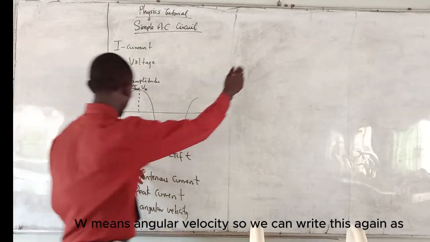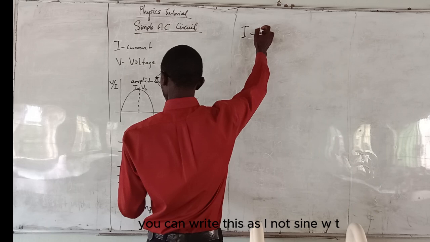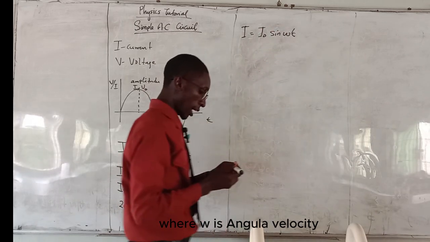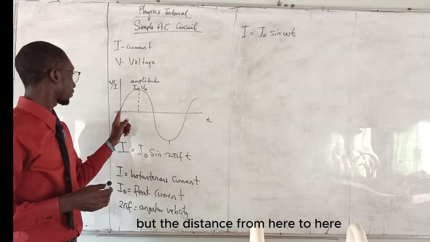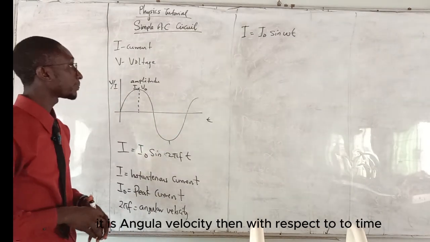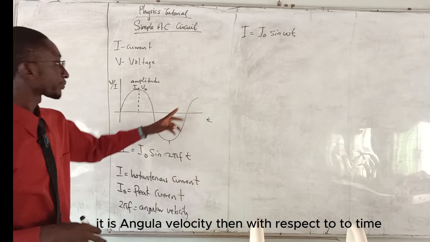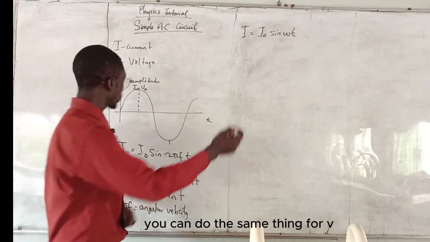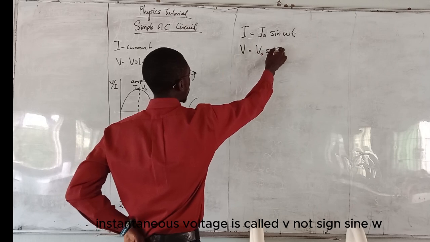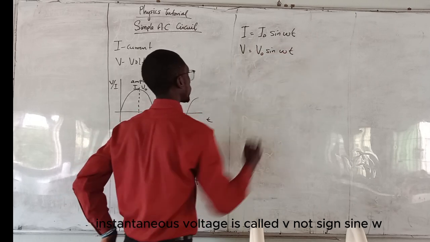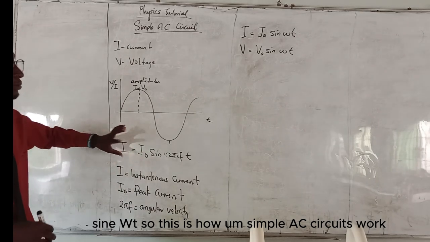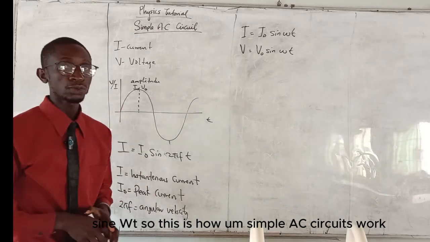So we can write this again as I equals I naught sine W t, where W is angular velocity. So the distance from here to here is angular velocity with respect to time. So when you look at this, we can do the same thing for V. Instantaneous voltage is equal to V naught sine W t. So this is how simple AC circuits work.